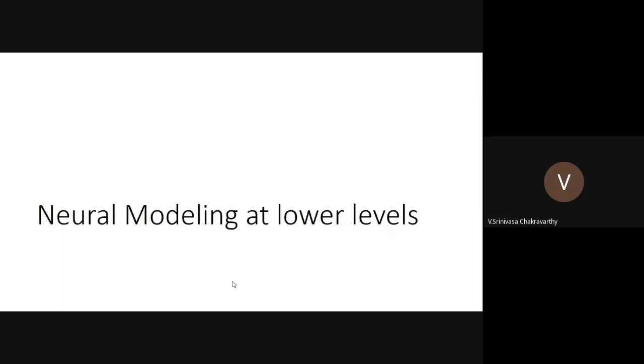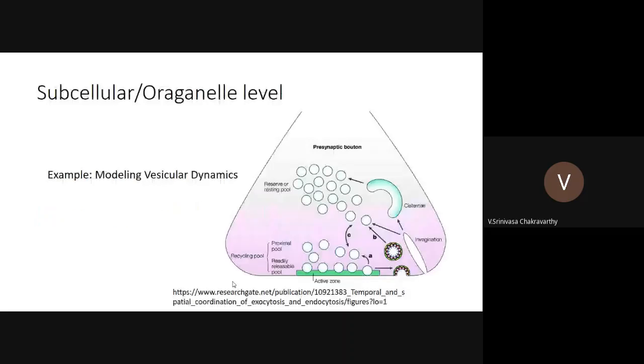But strictly speaking, you can model a neuron at even lower levels of hierarchy. So, for example, you can model at the subcellular or even organelle level, right? Inside a neuron or inside the bouton, you have vesicles in which the transmitter is packed, right? So here you have something called the recycling pool of vesicles, and you have the reserve pool.